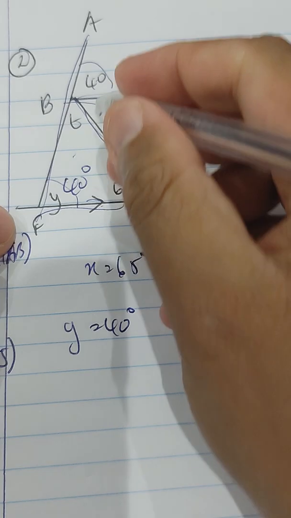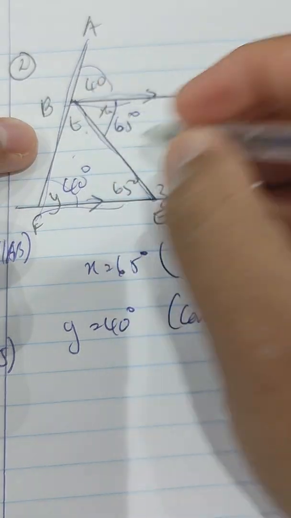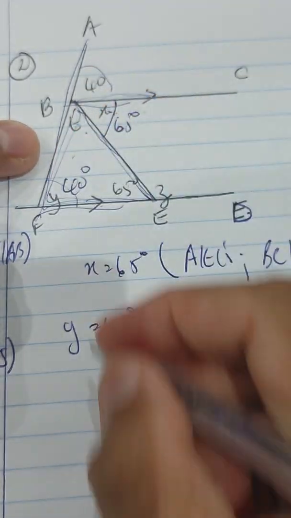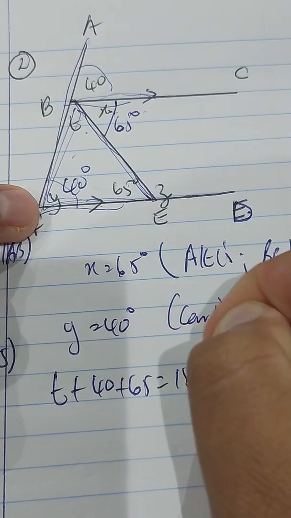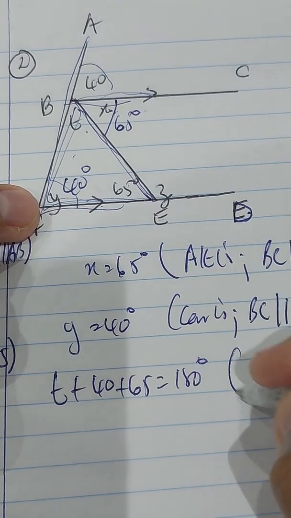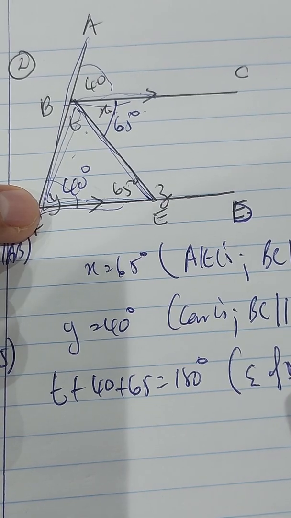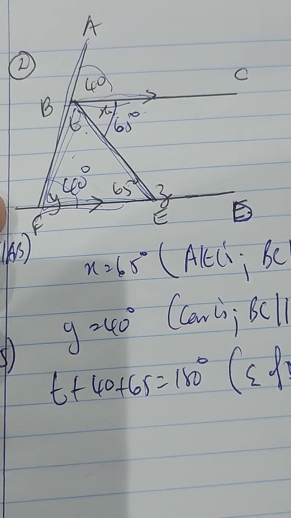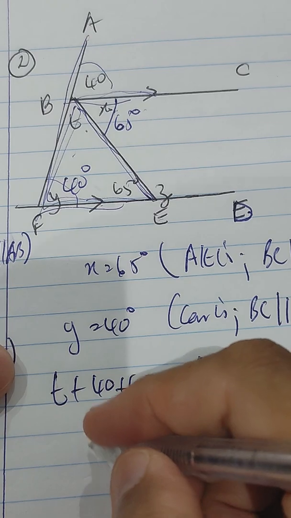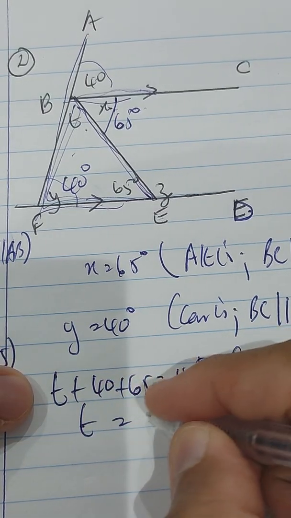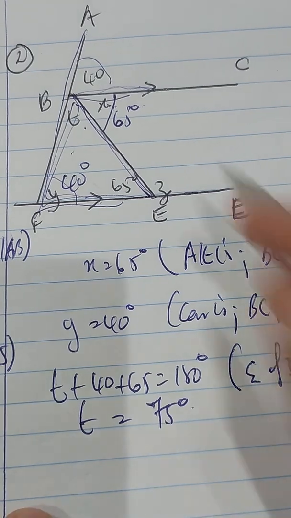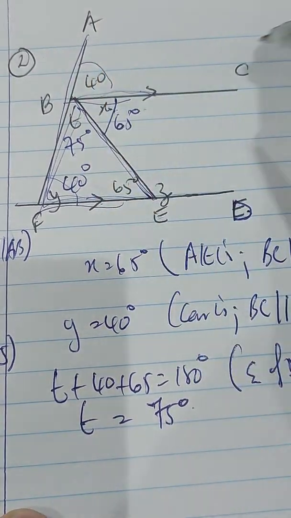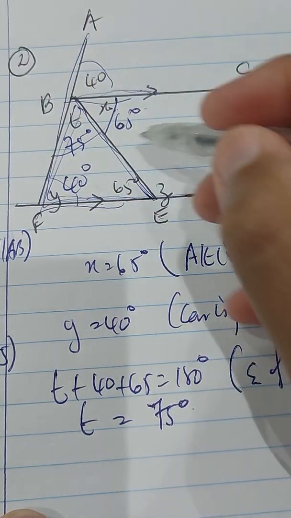Okay. Then to work out T, is angles in a triangle. So T plus 40 plus 65 is equal to 180. Why? Sum of angles in a triangle, in this triangle BFE. So T is 180 minus 105, which is 75 degrees. Okay. So there we got that one.